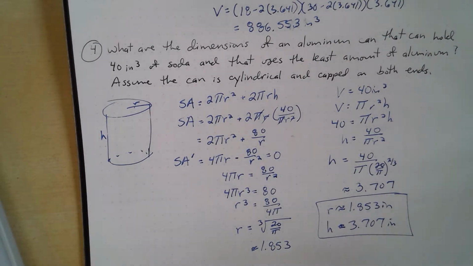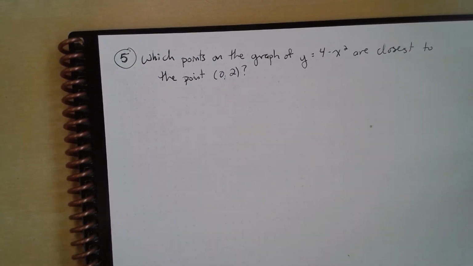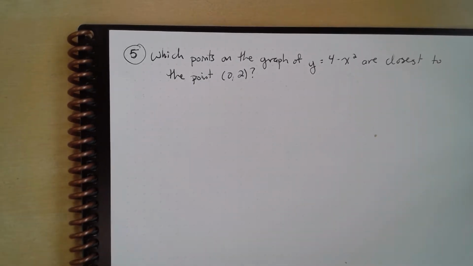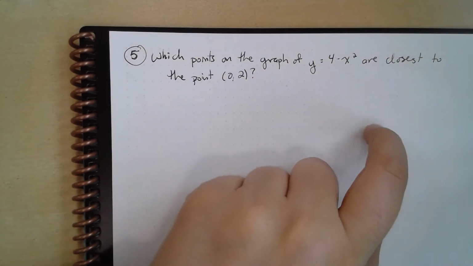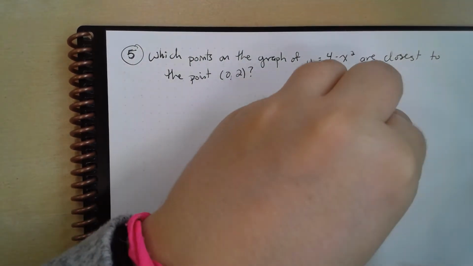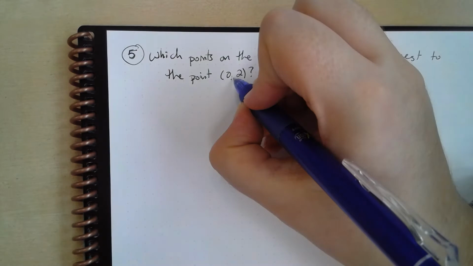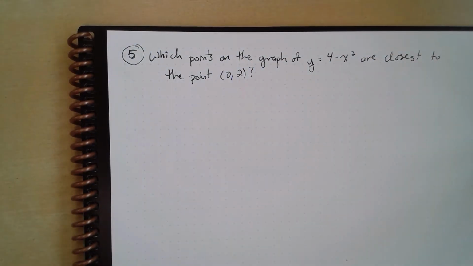I know this video is getting really long, but I just want to emphasize that lots of examples can be really helpful for really learning how this works. Which points on the graph of y equals 4 minus x squared are closest to the point 0, 2? Okay, we're going to have to pull in some distance formula here, right?